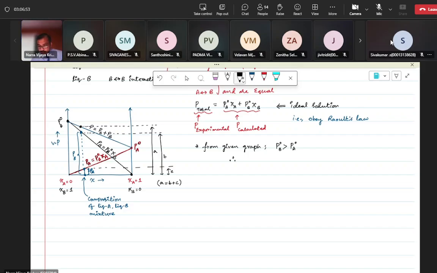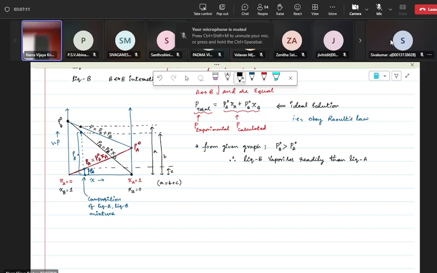Therefore, liquid B vaporizes readily than liquid A. Correct? Vapor pressure is more. Vapor pressure is more means it is converting to vapor more. That's why vapor pressure of B is more. If the graph is reversed, then A is more volatile than B.